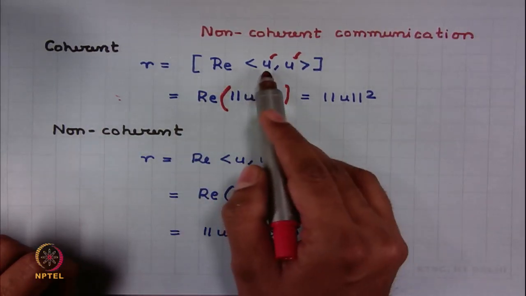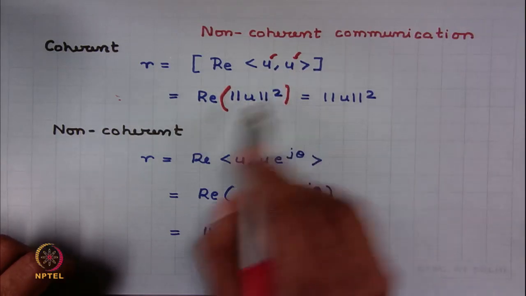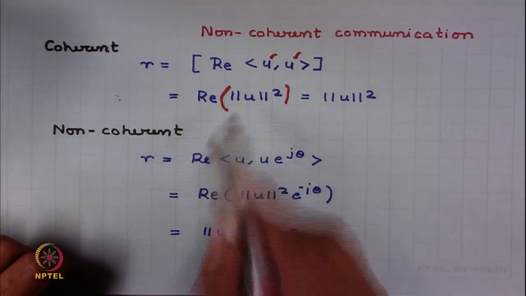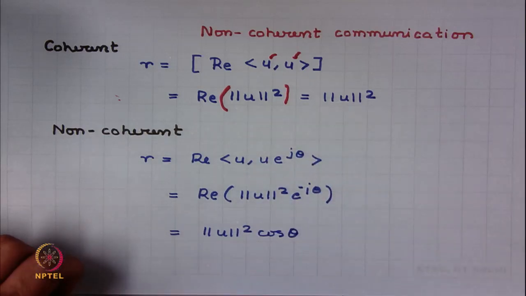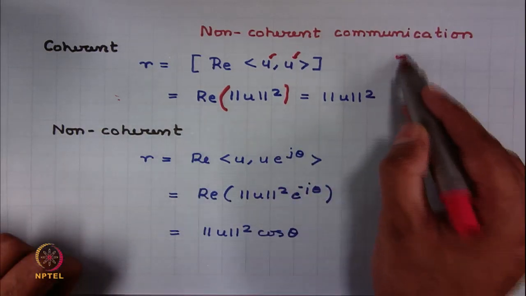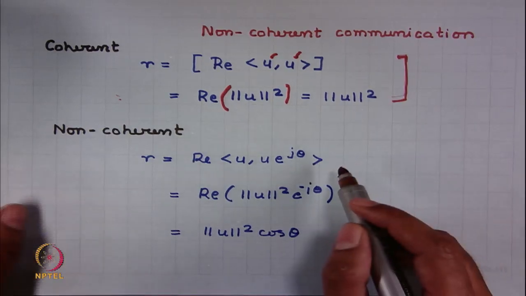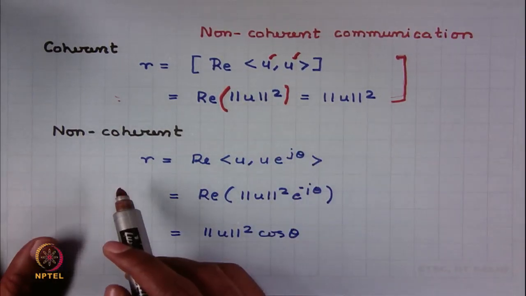Inner product of the signal with itself simply gives us the norm square of the signal, and norm square is anyway a real quantity. So, this is simply norm square of the signal. Basically, in the coherent receiver these operations are carried out. Let us see what happens in a non-coherent receiver if these operations are carried out.